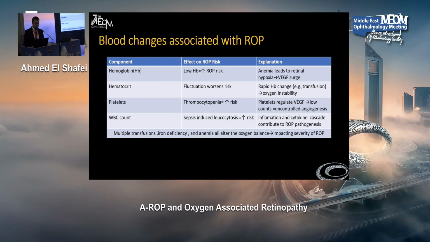The platelets regulate low counts and controlled angiogenesis. The white blood cell count, the inflammation cascade, contributes to the ROP pathogenesis.